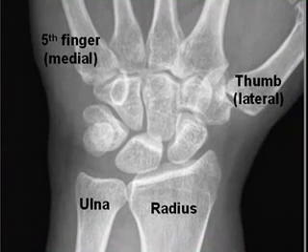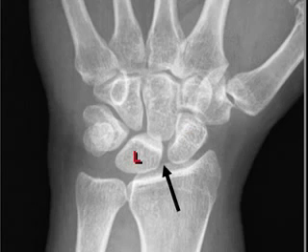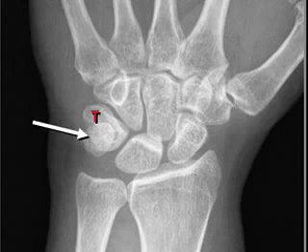To orient yourself, the thumb is lateral, the fifth finger is medial, the radius lateral, the ulna medial, and the proximal carpal row from lateral to medial are the scaphoid or navicular, the lunate. The distance between the scaphoid and the lunate is usually less than 3 millimeters. The triquetrum, which overlies the pisiform, which is shown by the white arrow.